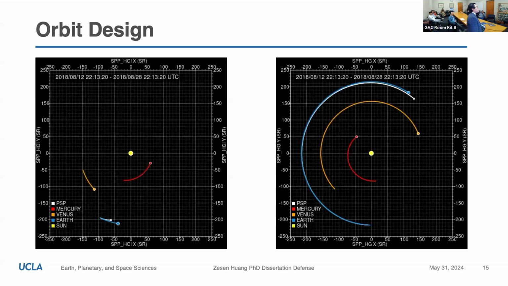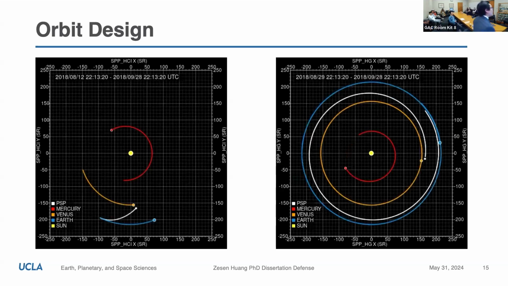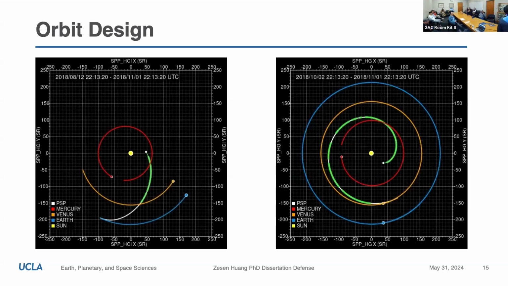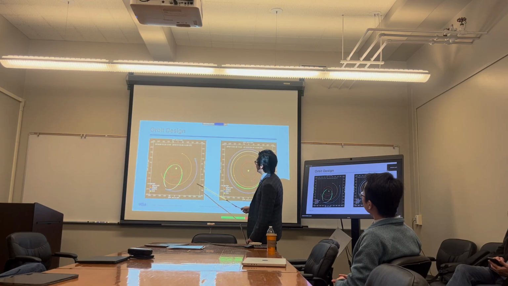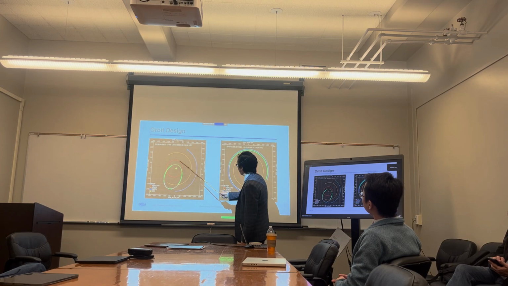And this is the orbit design of Solar Probe. Here is the orbit of Solar Probe, which is this white and greenish line. You can see it moves pretty quickly, and this is in the solar inertial frame.